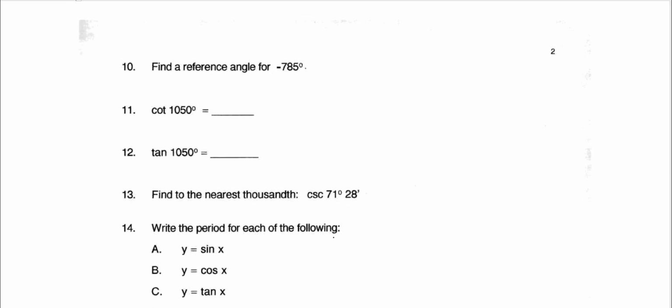So here we go. Find a reference angle. This should look a little bit further. So basically, I'm going to add, just think about it. If I add 360 times 2, so if I add 720, I get negative 65. But really, I could add another 360. But think about it. If I'm at negative 65, isn't that my reference angle? 65 degrees. So that's the answer.